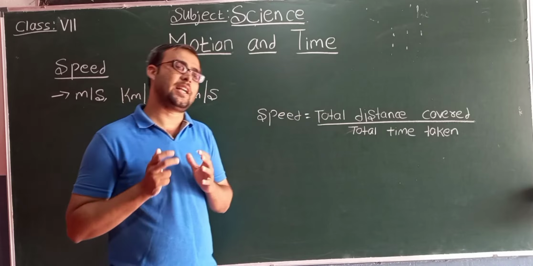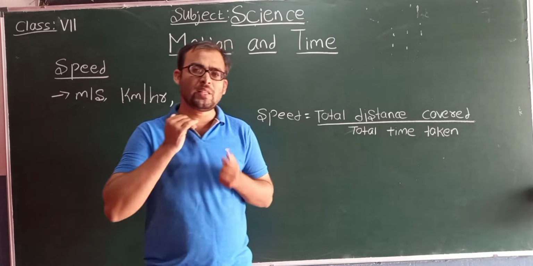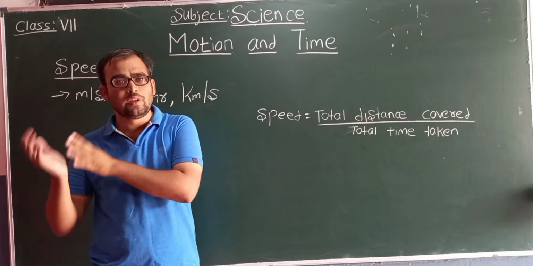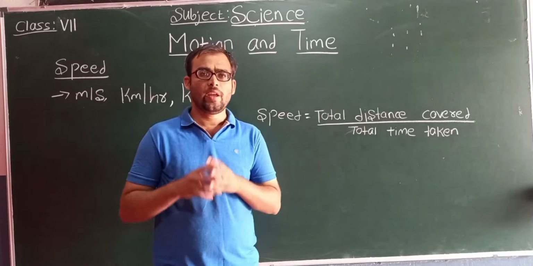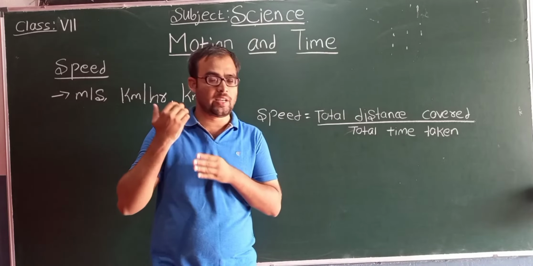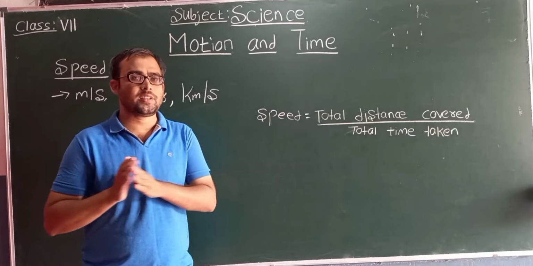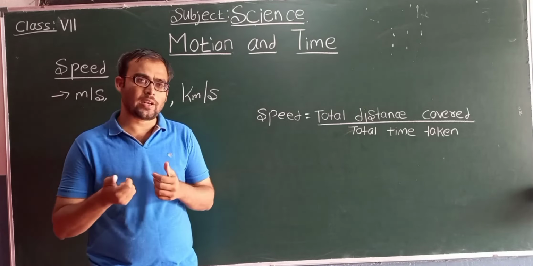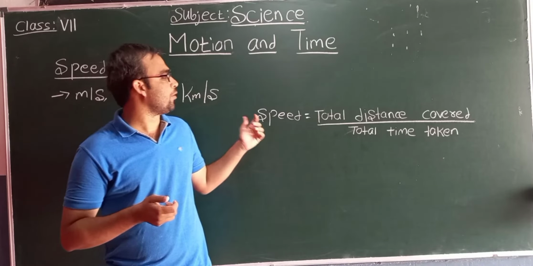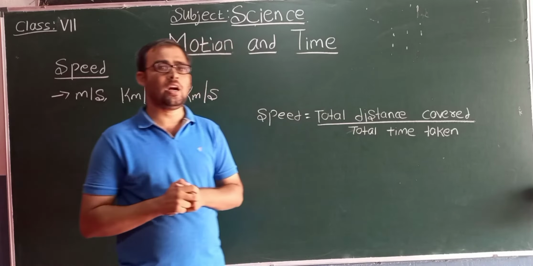If we say that a car is moving with a speed of 50 km per hour, it means that the car will cover a distance of 50 km in 1 hour. If the speed of the car is 30 km per hour, then the car will cover a distance of 30 km in 1 hour. To calculate speed, we need to find the total distance covered divided by the total time taken by the object.